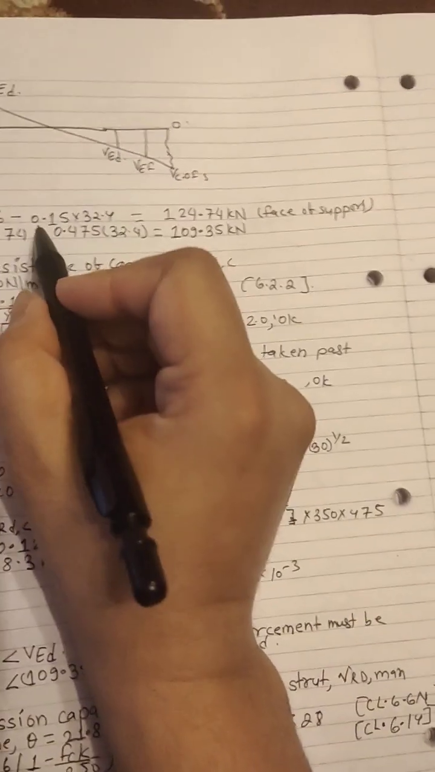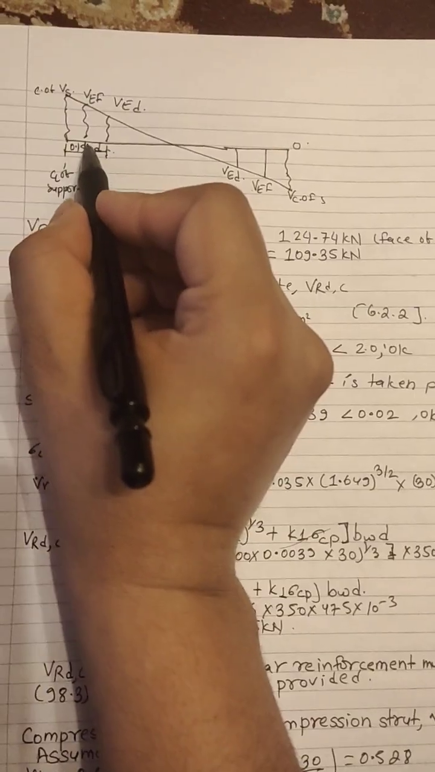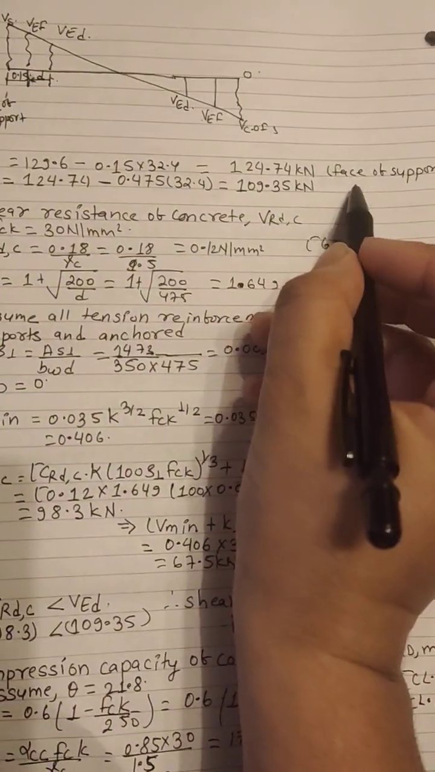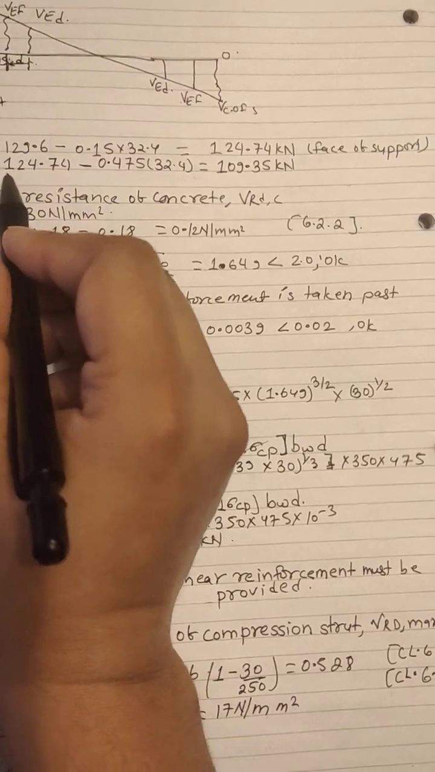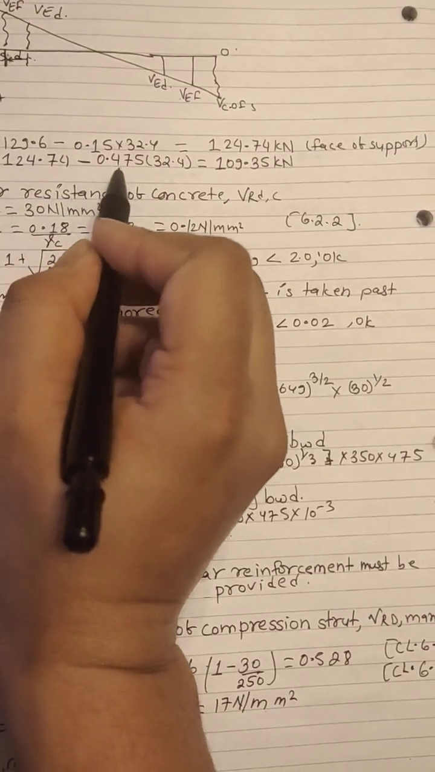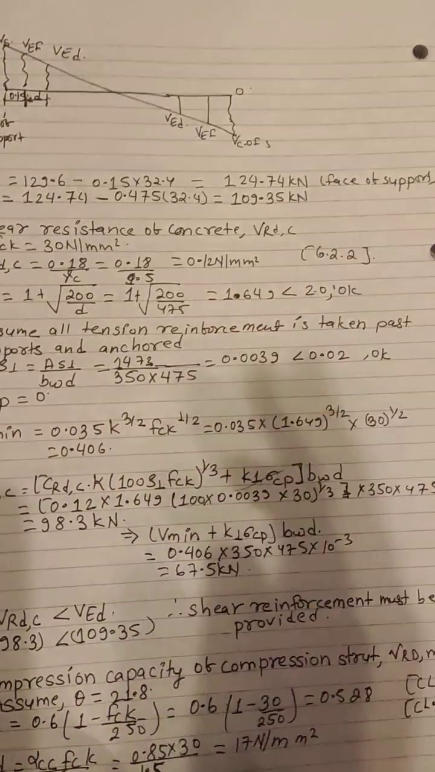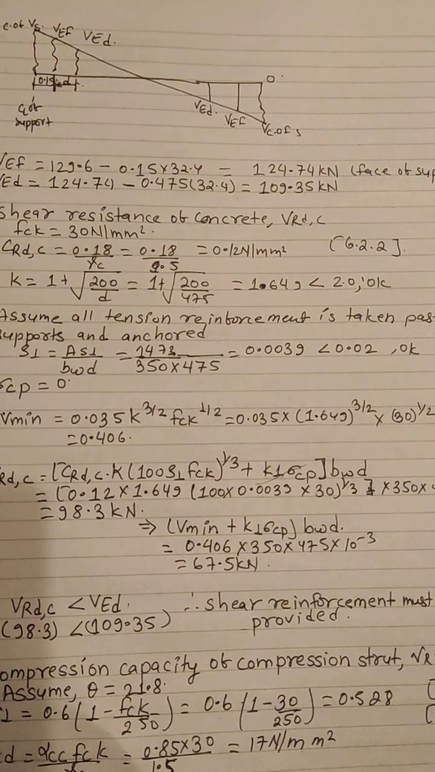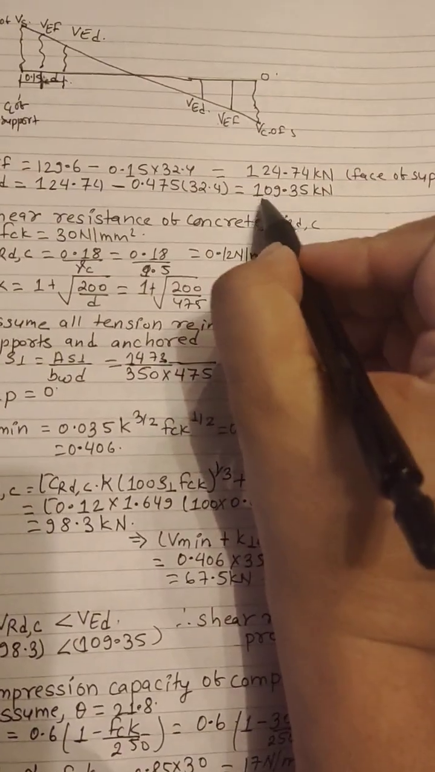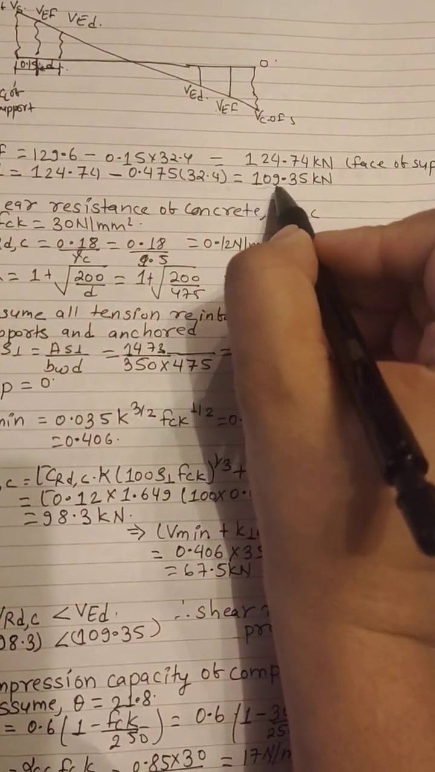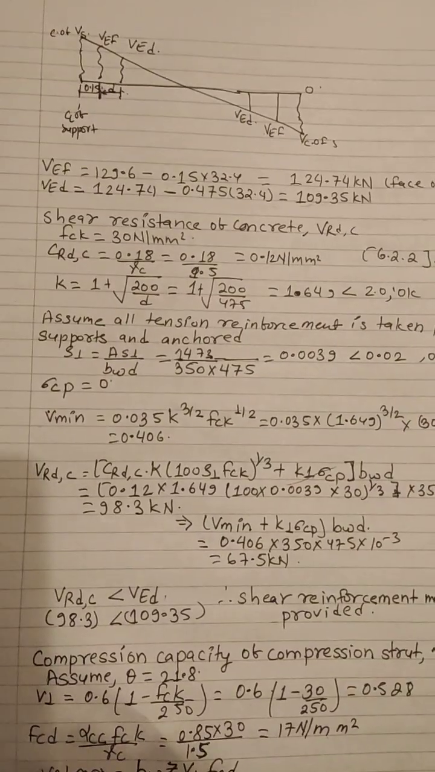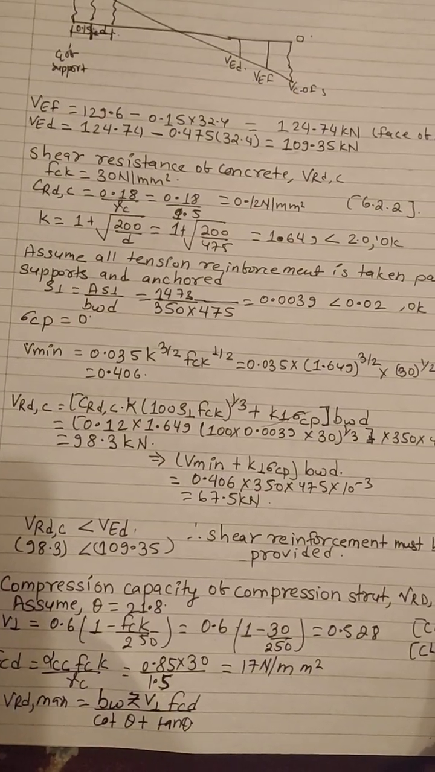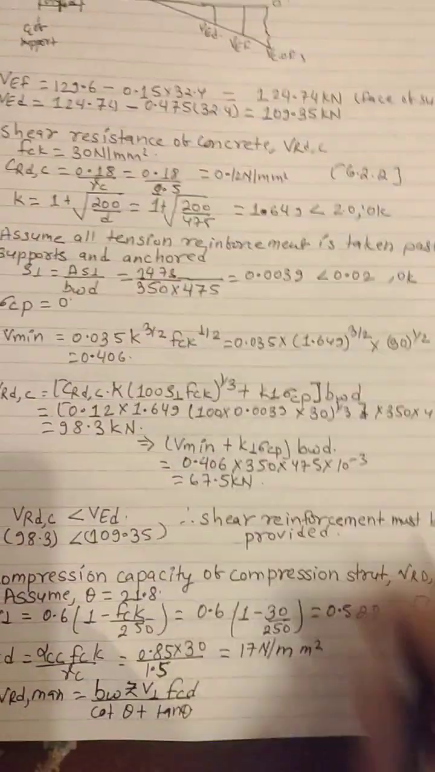We have the moment here, total moment. Then 129.6 minus 0.19 into 32.4, it will go to the support of the central. It will be at the face of the support. Then VEd will be at the distance of d. So we need to calculate the VEd at this distance d, that means 0.1935, and the shear range of concrete, fck 30 N/mm squared, is given there.